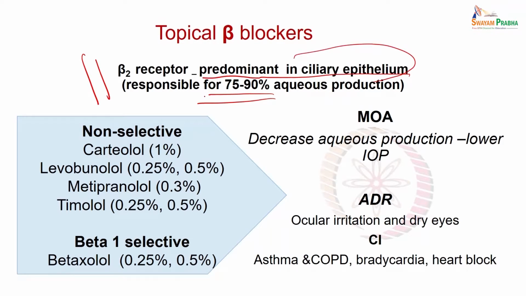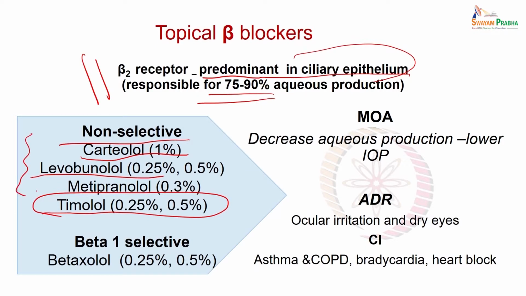There are certain agents which are used. One is a non-selective agent, carteolol 1%, levobunolol, and more commonly used is timolol. Timolol is the drug which is most commonly used, but it has the limitation of repeated administration, 0.25% to 0.5%. Beta 1 selective betaxolol is also used.